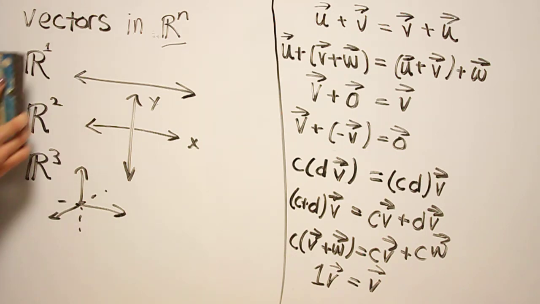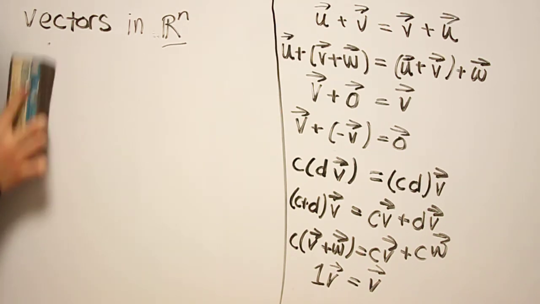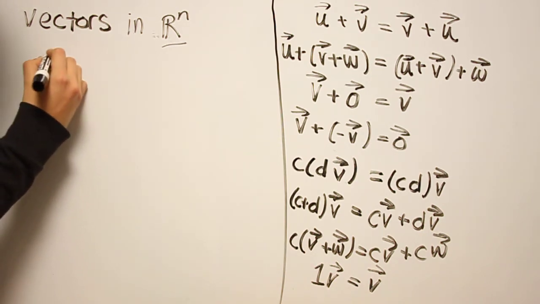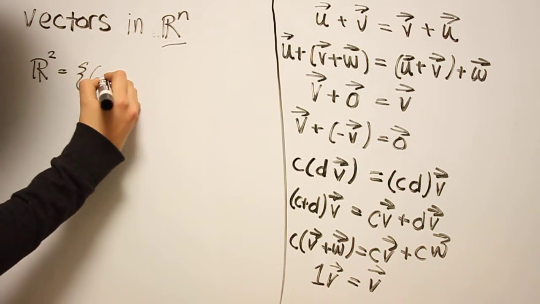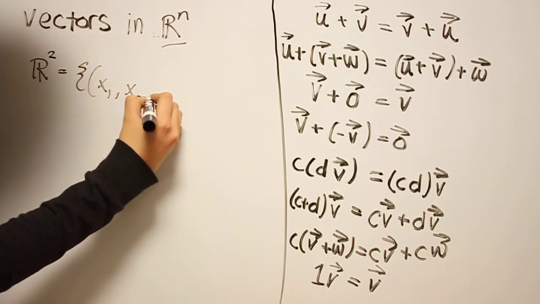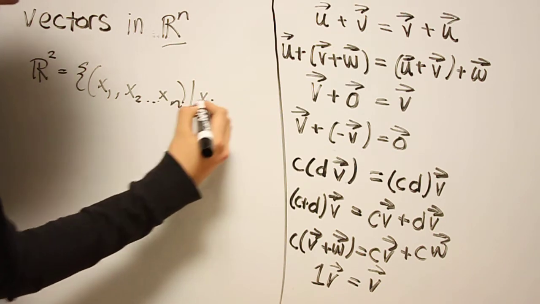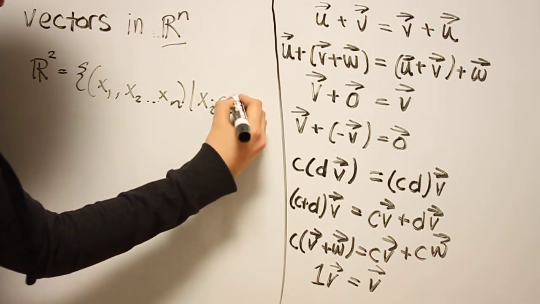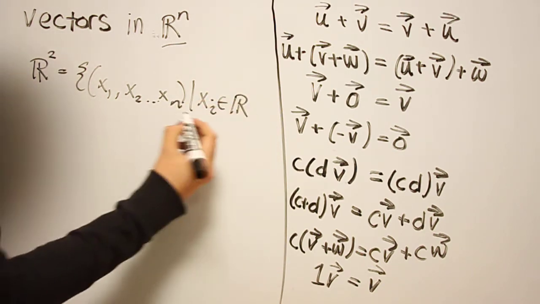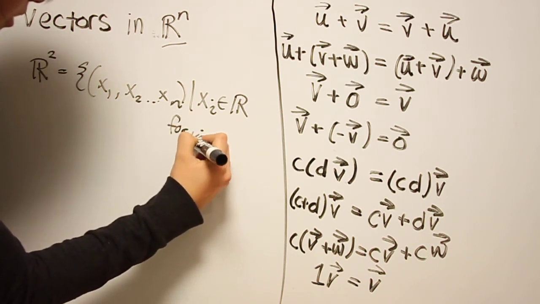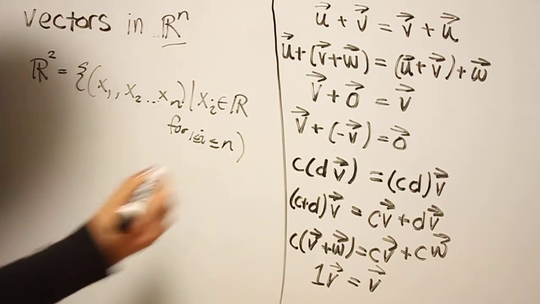So the general way of representing Rn is the set of n components where the ith component exists in R, for i between 1 and n.